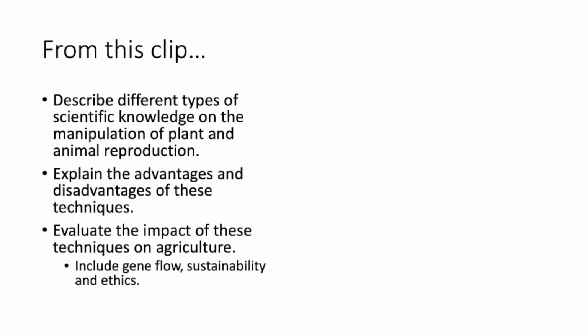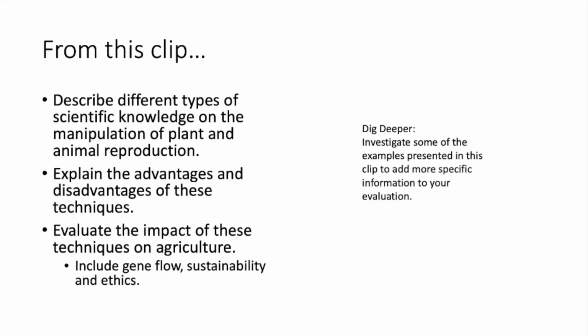From this clip, you should be able to describe the different types of scientific knowledge on the manipulation of plant and animal reproduction. You should be able to explain the advantages and disadvantages of these techniques and evaluate the impact of these techniques on agriculture. Include concepts around gene flow, sustainability, and ethics. To dig deeper, investigate some of the examples presented from this clip to add more specific information to your evaluation.